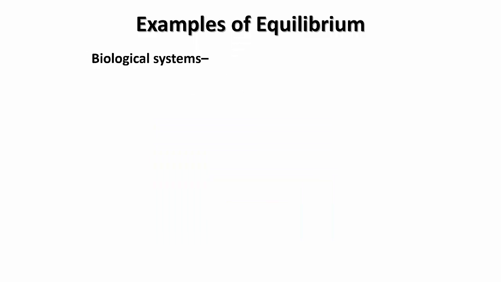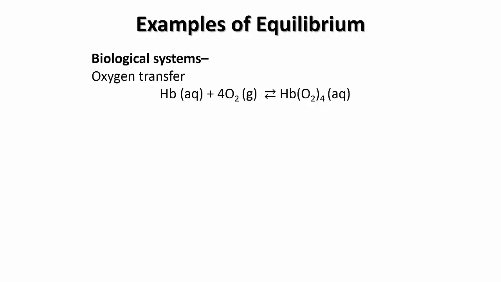Some other important examples are in biological systems, where we can look at oxygen transfer. We can take Hb, which is hemoglobin, which is in your blood. It's part of your red blood cells. Hemoglobin reacts with oxygen to form this hemoglobin and oxygen complex. We don't worry about naming it, but that hemoglobin has oxygen attached to it.